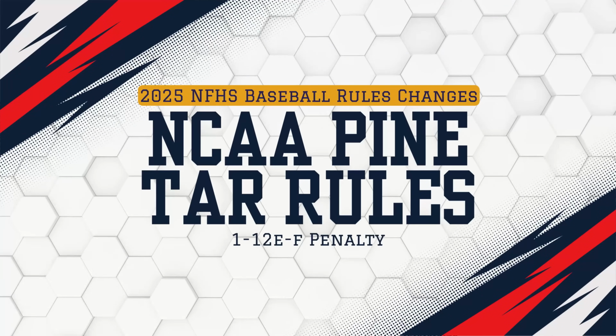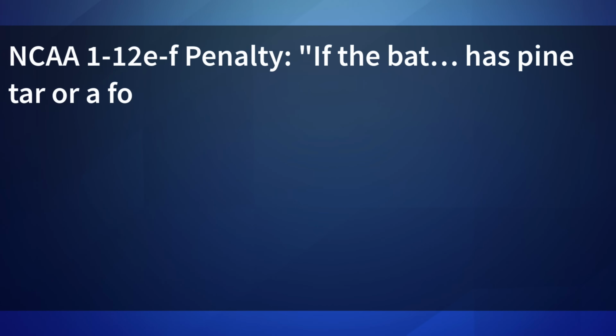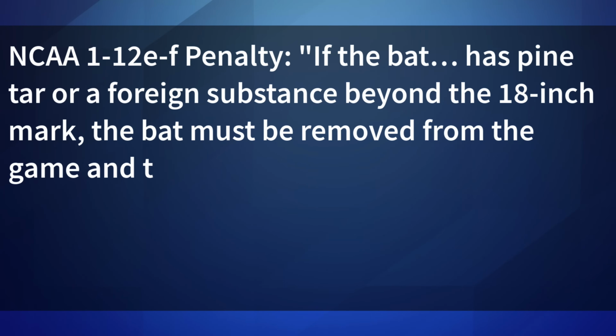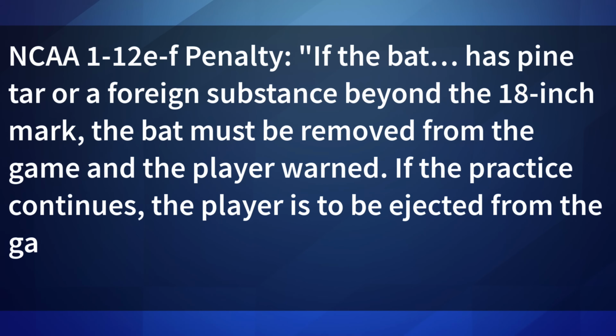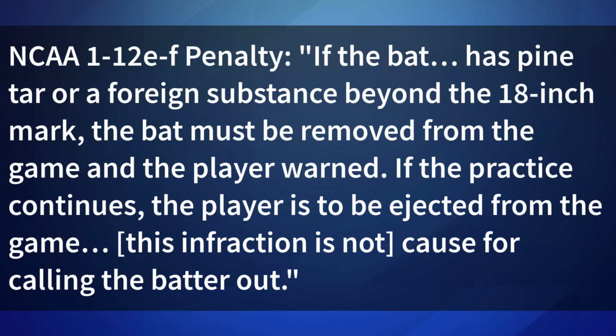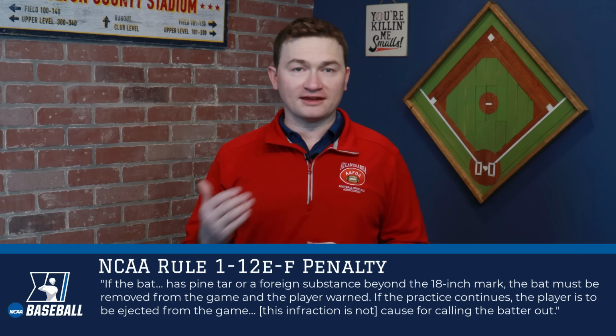Rule 1-12-EF penalty. If the bat has pine tar or a foreign substance beyond the 18-inch mark, the bat must be removed from the game and the player warned. If the practice continues, the player is to be ejected from the game. This infraction is not cause for calling the batter out. So just like the OBR interpretation, they don't want a misapplication of pine tar to impact the game.